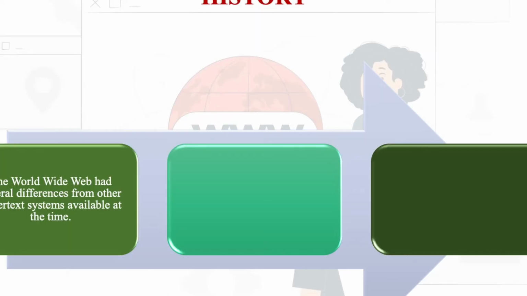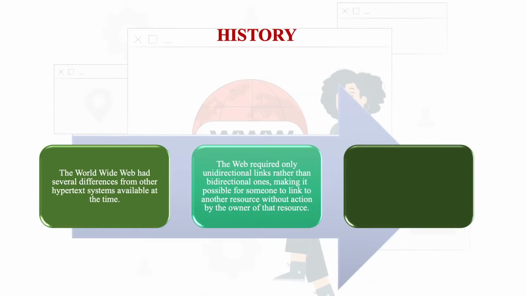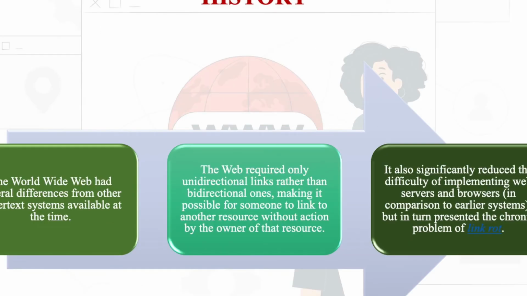The World Wide Web had several differences from other hypertext systems available at the time. The web required only unidirectional links rather than bidirectional ones, making it possible for someone to link to another resource without action by the owner of that resource. It also significantly reduced the difficulty of implementing web servers and browsers in comparison to earlier systems, but in turn presented the chronic problem of link rot.